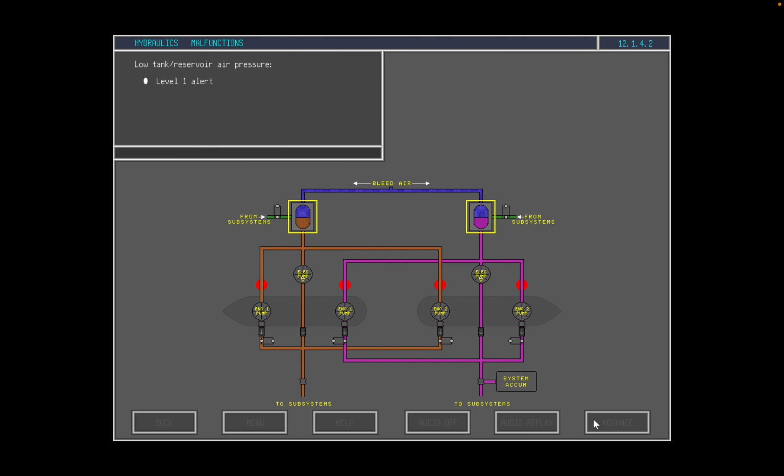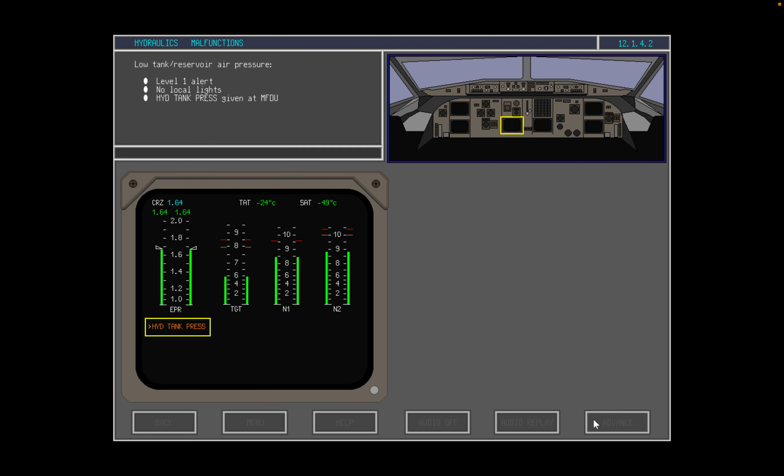If a low tank air pressure fault is detected, a Level 1 fault is generated by the FWS. No local lights will illuminate for this alert, but hydraulic tank pressure will enunciate at the primary page of the MFDU. System operation remains unaffected and no crew action is required.